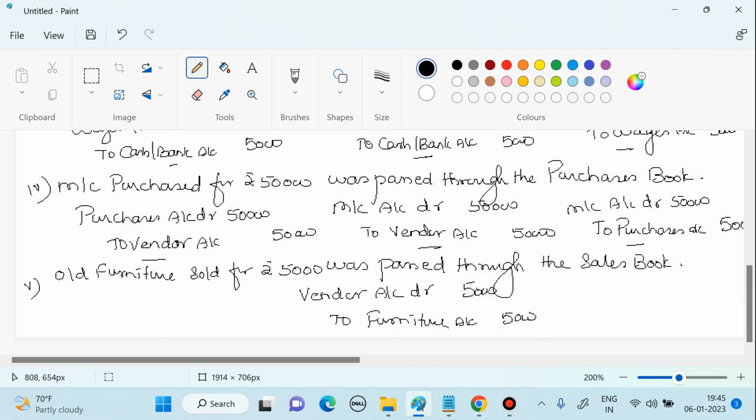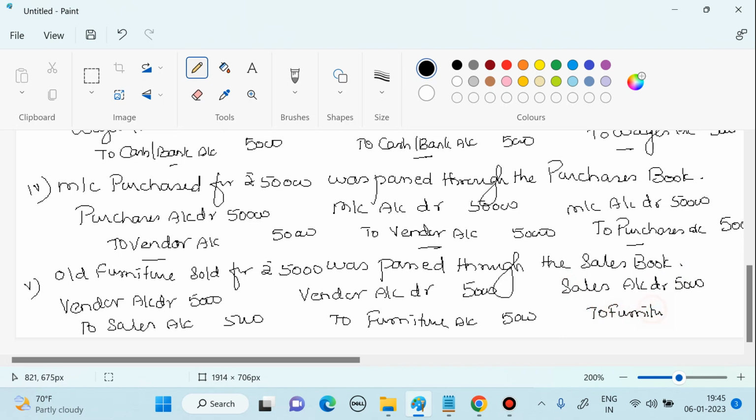But what was the mistake they made? They passed to sales book. So what entry did they pass? They passed it through sales book, so they credited sales account. Right, very good. So they have debited the vendor correctly, but they have credited sales account. So sales account was wrongly credited. To nullify that, we would debit it. And furniture account should have been credited, which is not done, which we will do now. So this way, sales account debit to furniture account would be the rectification entry. Clear?